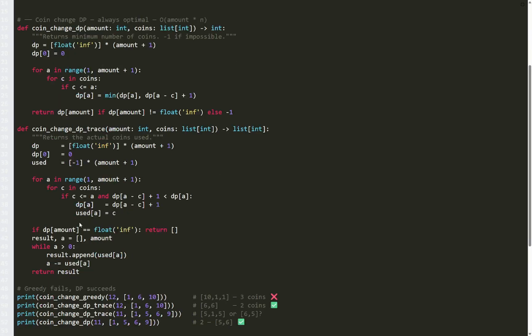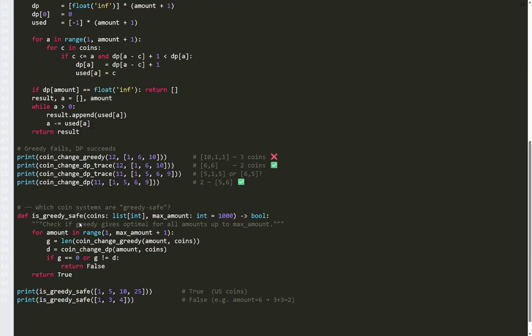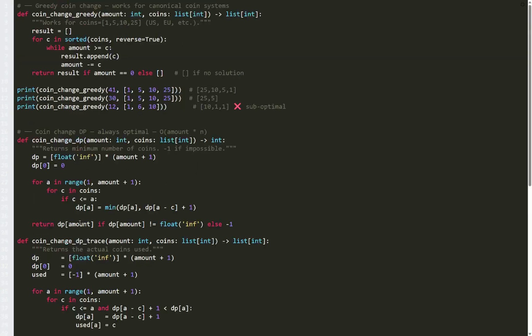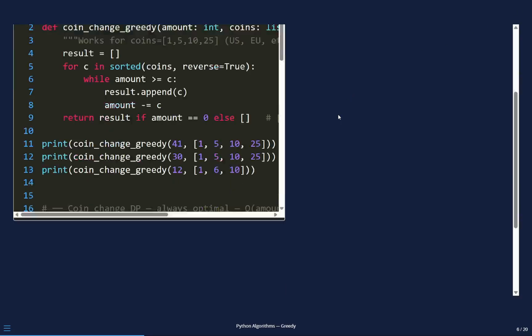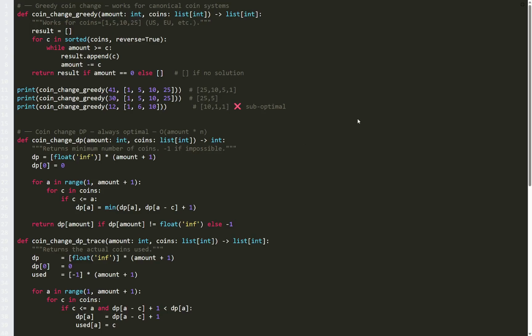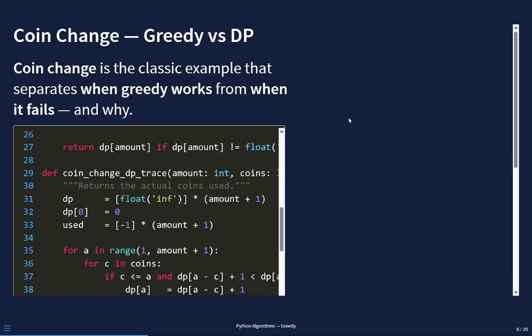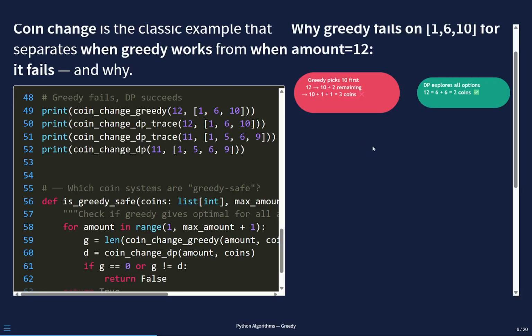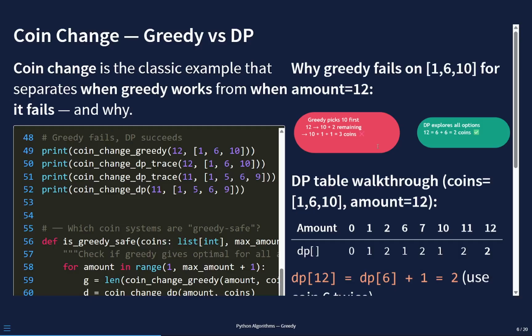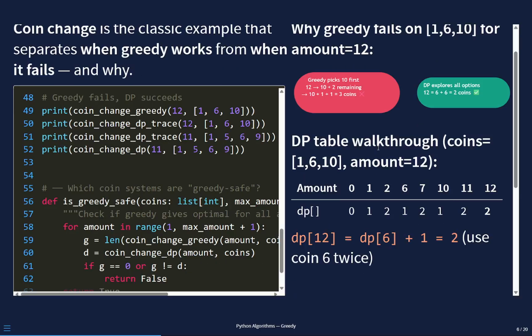But for 1, 6, 10 and amount 12, greedy grabs the 10, leaving 2, uses 2 ones. 3 coins. The optimal is 2 sixes, 2 coins. The diagram makes the failure vivid. Greedy commits to 10 in the first step, which is locally biggest, but closes off the globally better 6 plus 6 path. DP explores all options and finds the optimum.